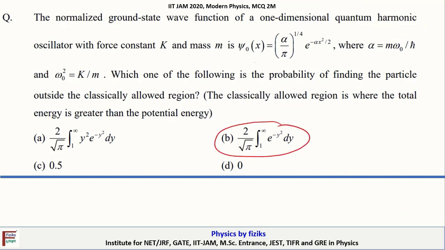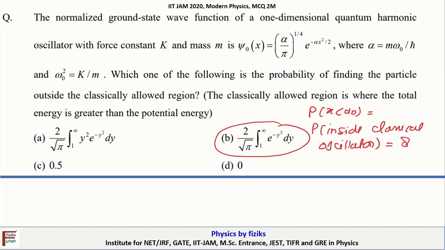I'm writing here again: the probability of x less than a0, or the probability inside the classical oscillator, is always 83.3%, and the probability outside the classical oscillator is 16.7%.